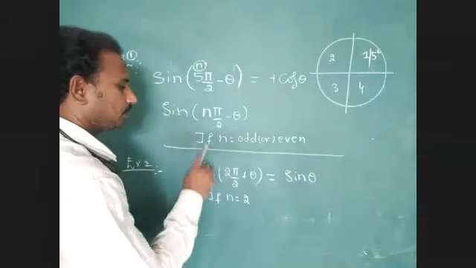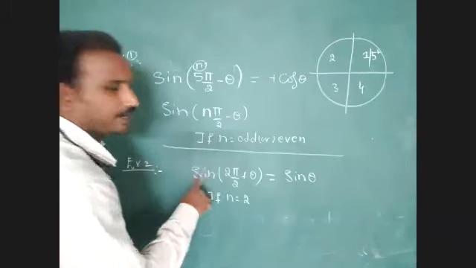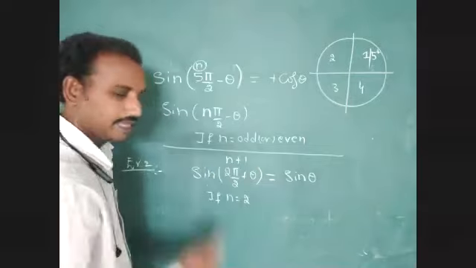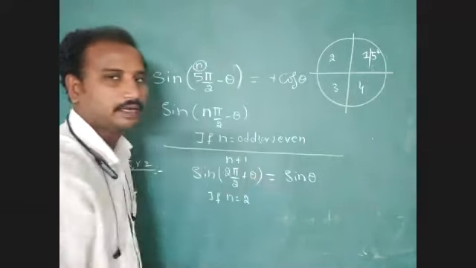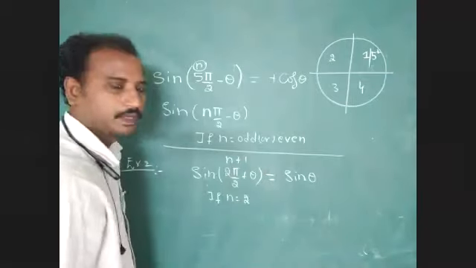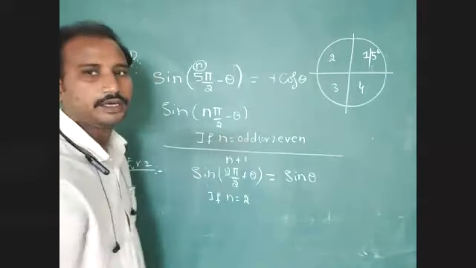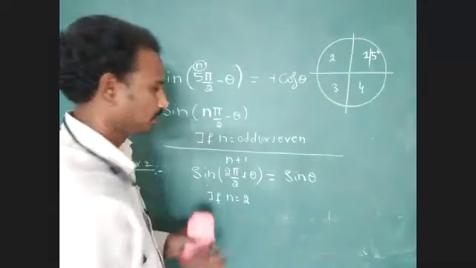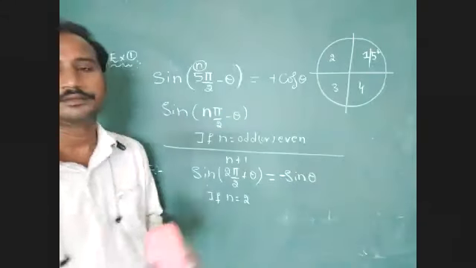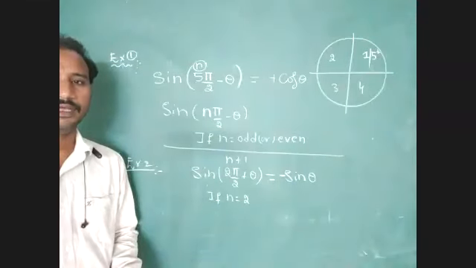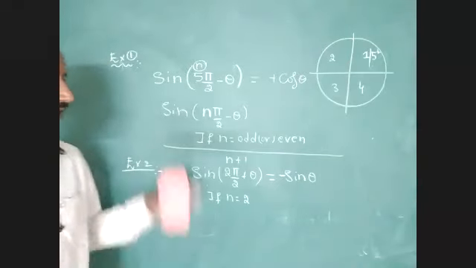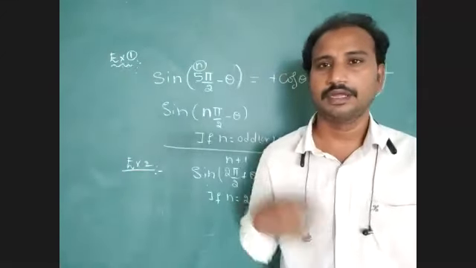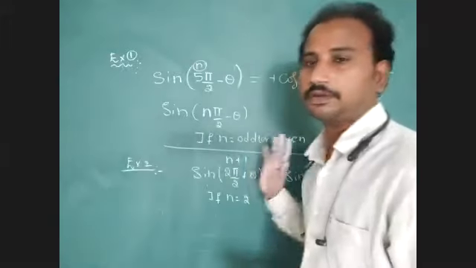Now we have to identify which quadrant this belongs to. 2 means n, plus 1: the value given, we have to add. N plus 1, that is 3, means it belongs to the third quadrant. In the third quadrant, is the sine function positive or negative? Negative. Minus sine theta. Understood? Note down these two example problems. Next I can give the homework. Next class we will continue from these problems.